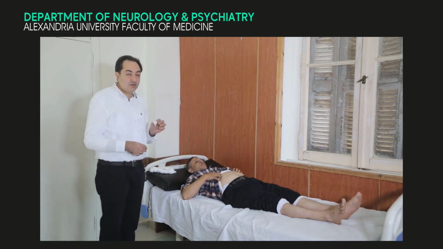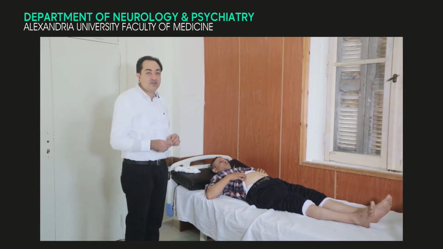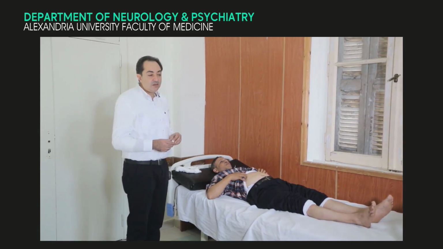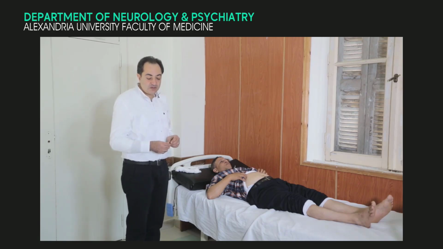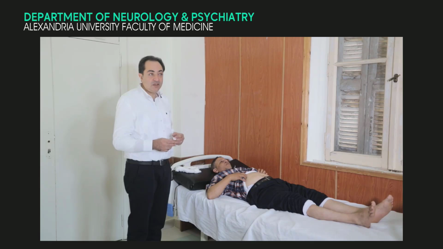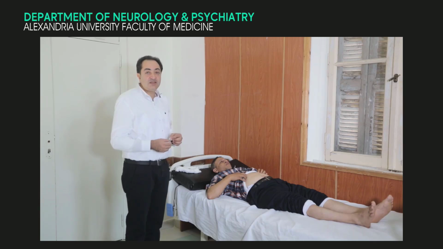By the cotton we will examine the touch sensation. Usually pain and touch are carried by the spinothalamic tract, and they are affected with each other except in one case only, where we have dissociated sensory loss. This occurs with central lesions of the spinal cord, because the fibers that carry pain are intact while the fibers that carry touch are affected.